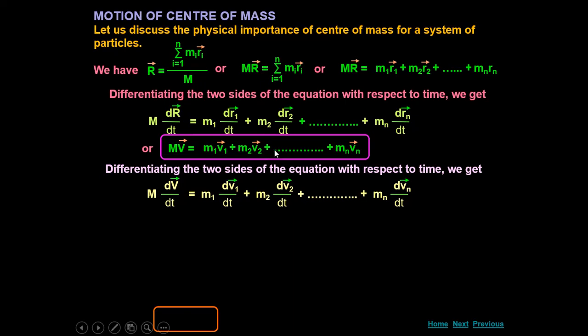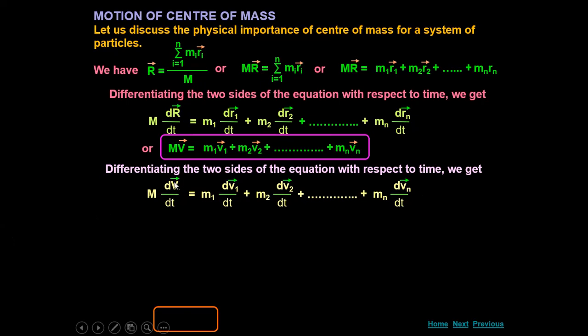If they are changing with respect to time, then we can write: m dV upon dt equals m1 dv1 upon dt plus m2 dv2 upon dt and so on up to the nth term. According to the definition of velocity, displacement and acceleration, acceleration is nothing but the rate of change of velocity with respect to time. If velocity is changing, there must be acceleration.